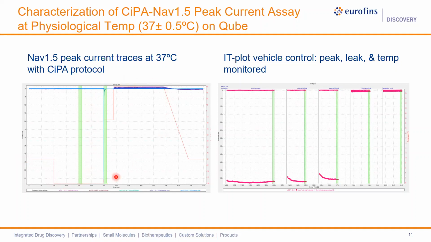And whoever works with sodium 1.5 knows that at minus 80 millivolt holding potential, 50% of the channels are inactivated. So you need to step back to negative 120 briefly, for about 100 or 200 milliseconds, to recover from inactivation into the closed configuration. So all of them will be available for activation at this potential.